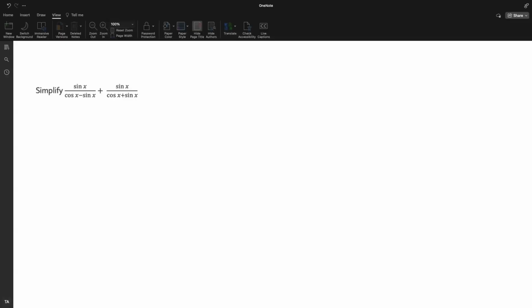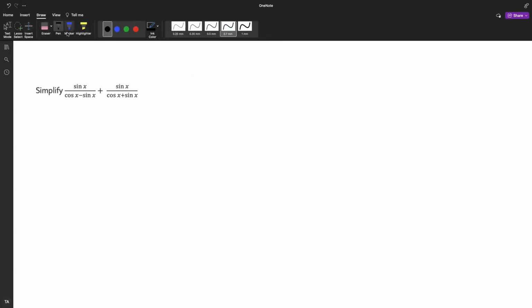So this is a question from a year 12 paper, and basically we're going to be using some trigonometric concepts and some trigonometric identities, along with algebraic techniques to simplify this trigonometric expression. Okay, so I'm just going to write it down again. We can go through this together. So we have to simplify sine x over cos x minus sine x plus sine x over cos x plus sine x.